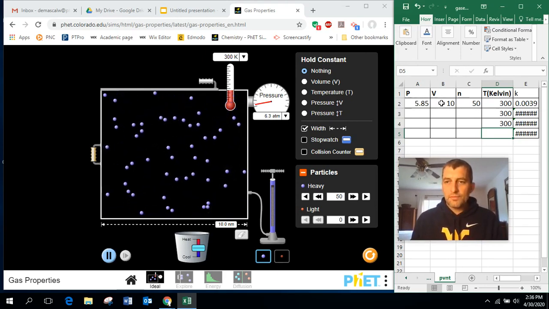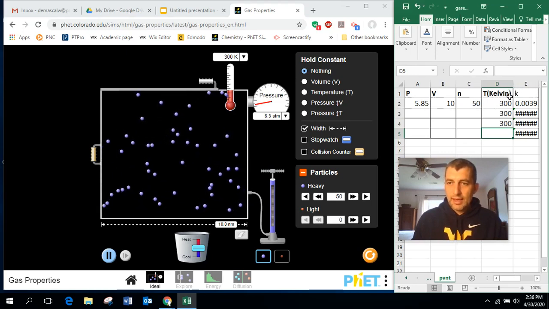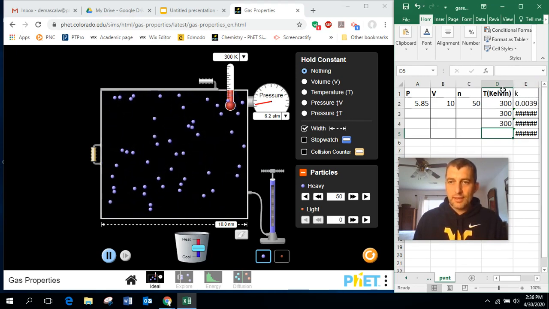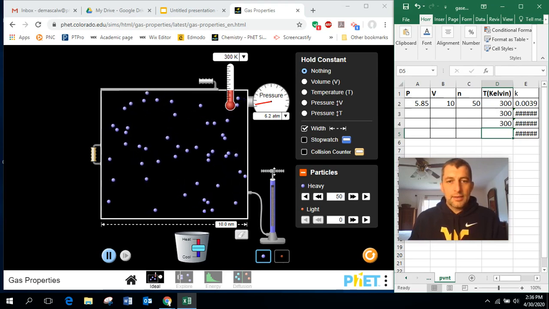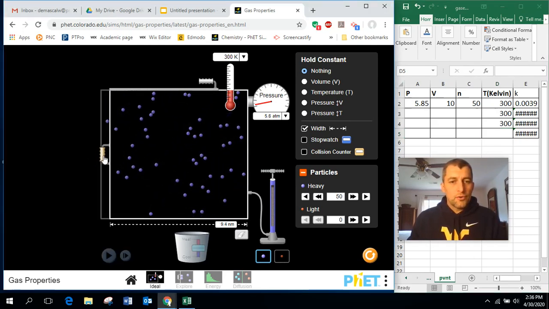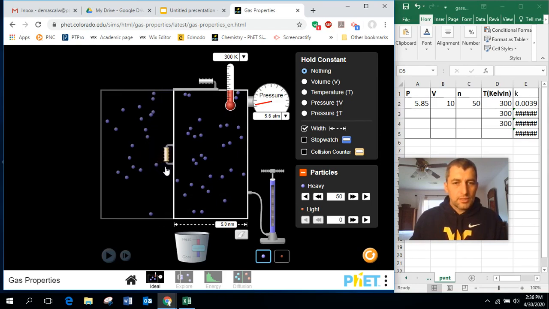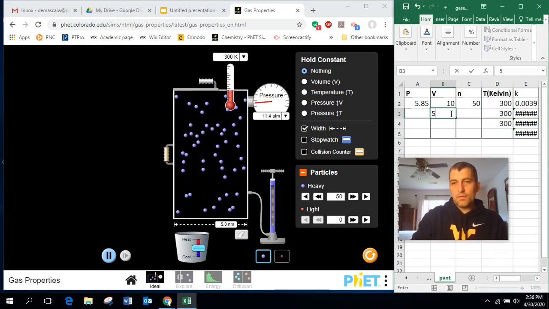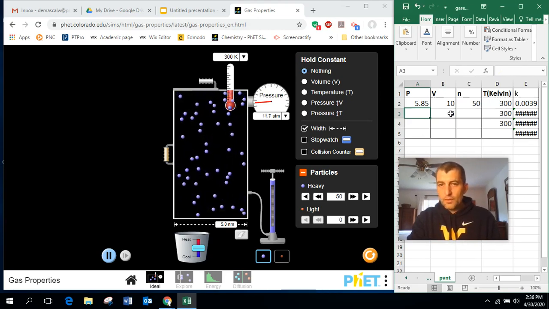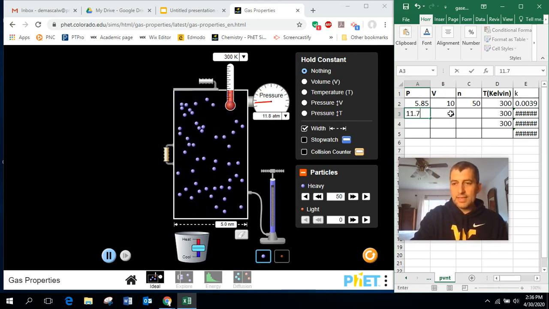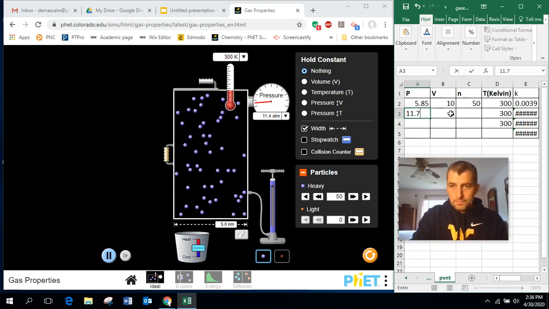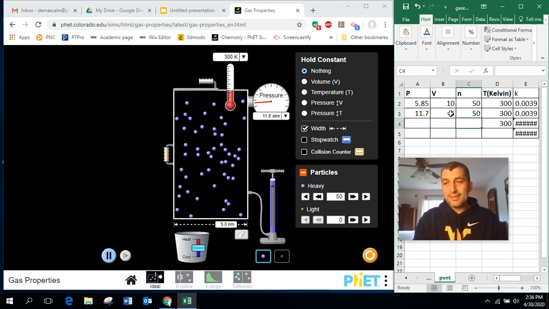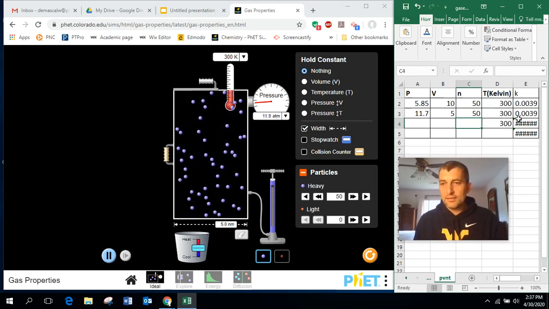This is P times V divided by N times T. So this K over here is PV over NT, P times V divided by N and T together. Let's say we change the volume and make this go down to 5. So we just cut the volume in half. Volume went down to 5. My pressure averages out to be about 11.7. My particles are still 50 and my temperature is 300. We get the exact same product. PV over NT gives us that 0.0039 again.